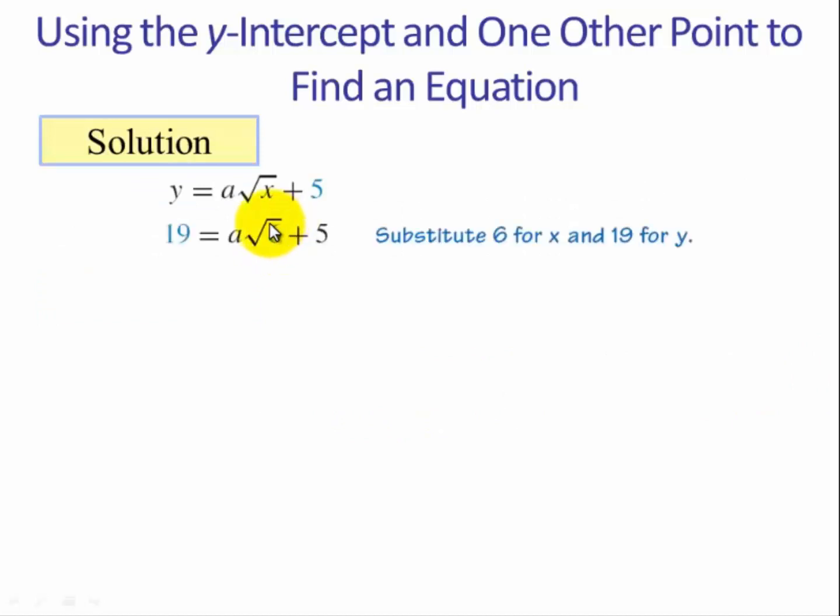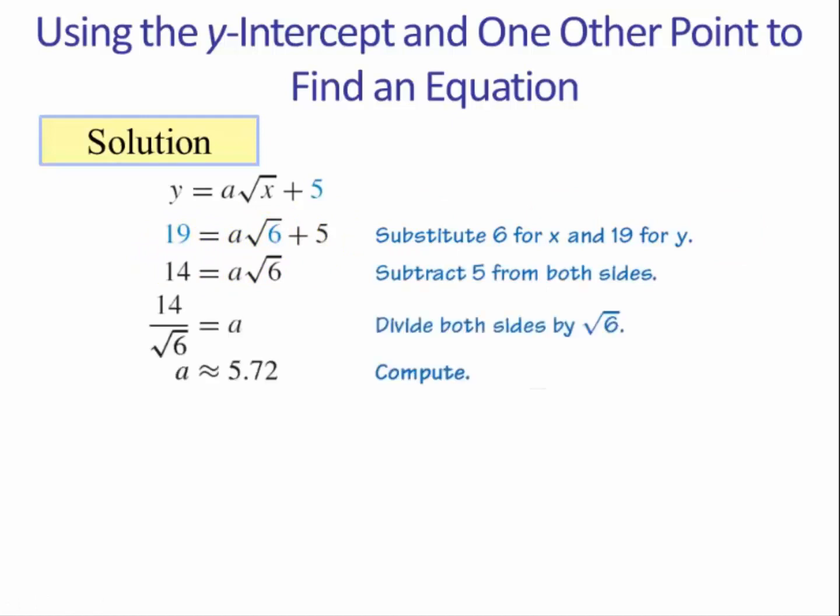Substituting in the values of x and the values of y, we have this equation. Next, we subtract 5 and we get 14 equals a times the square root of 6. Next, we want to divide by square root of 6. And approximating 14 divided by square root of 6, we get 5.72. So our equation is f of x equals 5.72 times the square root of x plus 5. We can use the graphing calculator to verify.